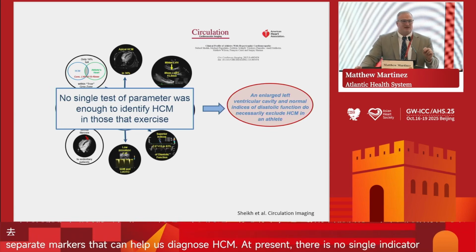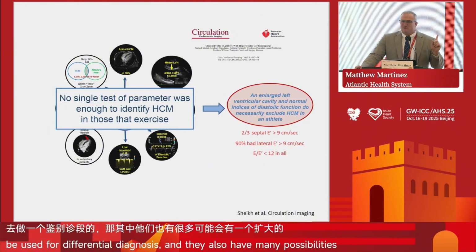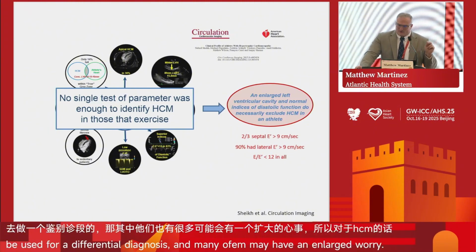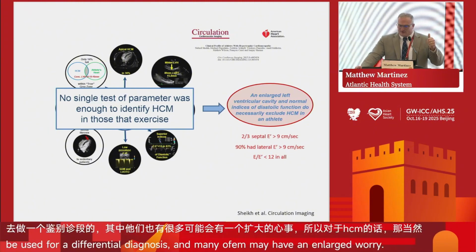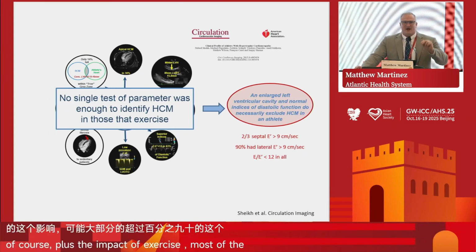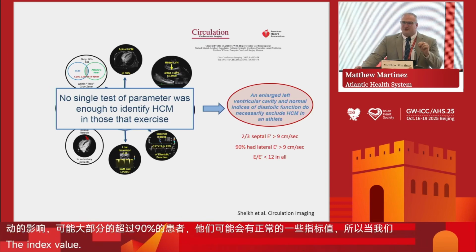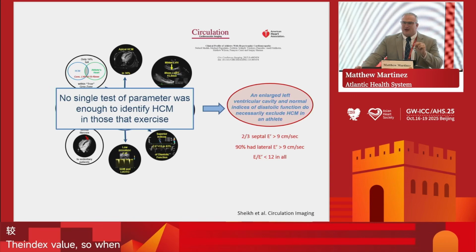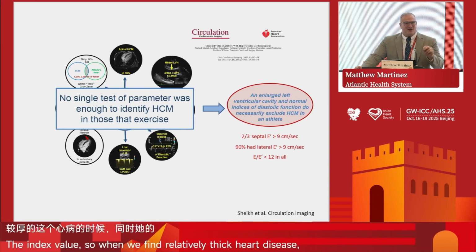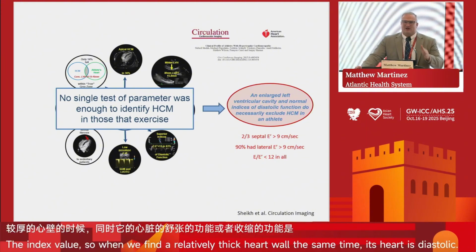So it's a myth that patients with HCM can't exercise, because the majority of them, over 90%, will have a normal E prime velocity, will have a normal E prime ratio. So if you find a thick heart with normal diastology or normal filling pressures, that does not exclude hypertrophic cardiomyopathy. So pathology confirms HCM, but normal diastology won't make it an athlete either way.